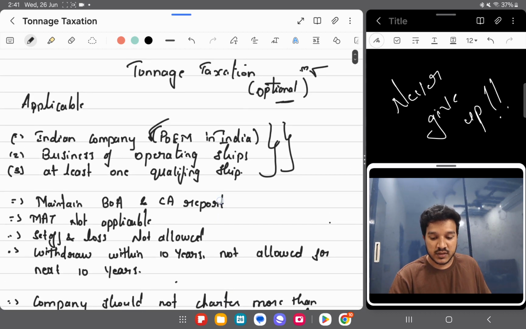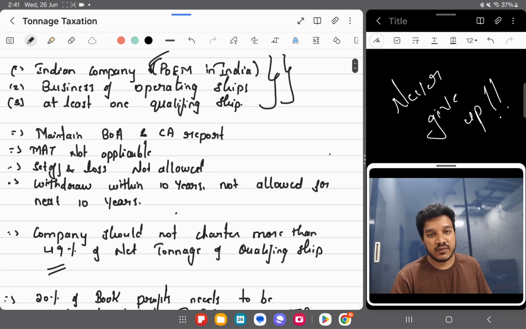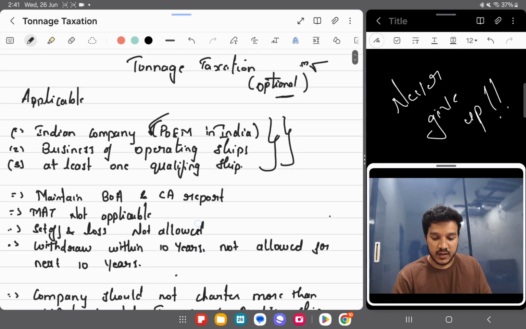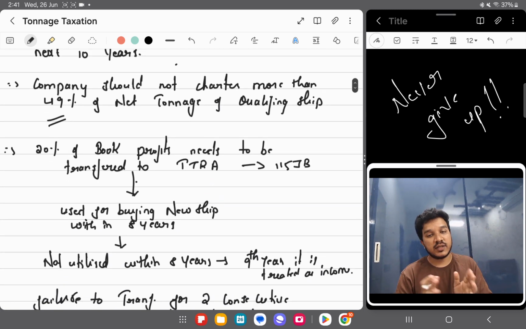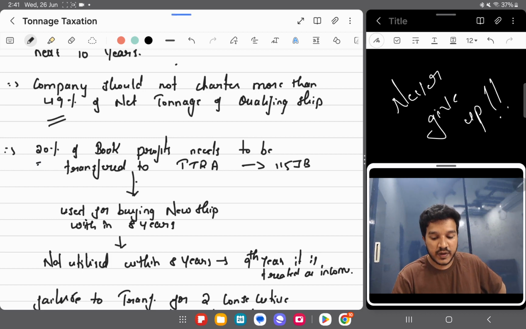So here we have discussed tonnage taxation. Definitely we will see how the taxable total income is derived later. Once this scheme is applicable, every year you have to transfer 20% of the book profits to the tonnage taxation reserve account. ठीक है, 20% of the book profits should be transferred to the tonnage taxation reserve account.